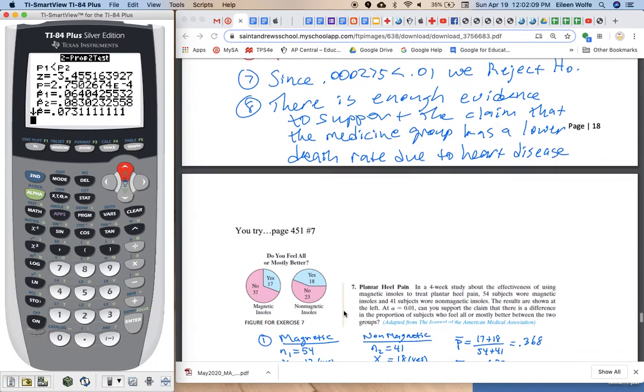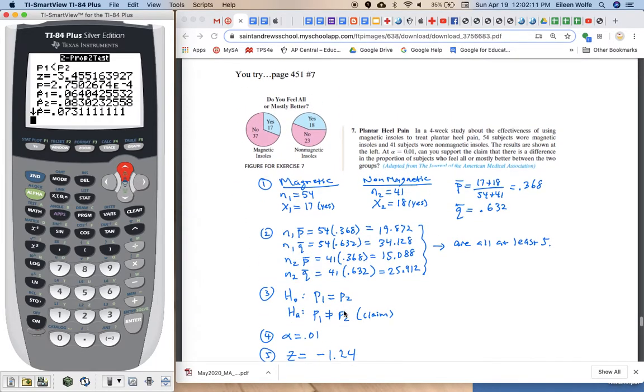Okay, let's try one more example. It's on page 19. Again, these are the filled out notes so that my main objective is showing you the calculator. All right, we got plantar heel pain in a 4-week study about the effectiveness of using magnetic insoles to treat plantar heel pain. 54 subjects wore the insoles, 41 wore non-magnetic insoles. The results are shown on the left, so we got 2 little pie charts for ourselves. At alpha equals 0.01, can I support the claim of a difference in the proportion who feel all or mostly better? So we ask people a qualitative question, do you feel all or mostly better?